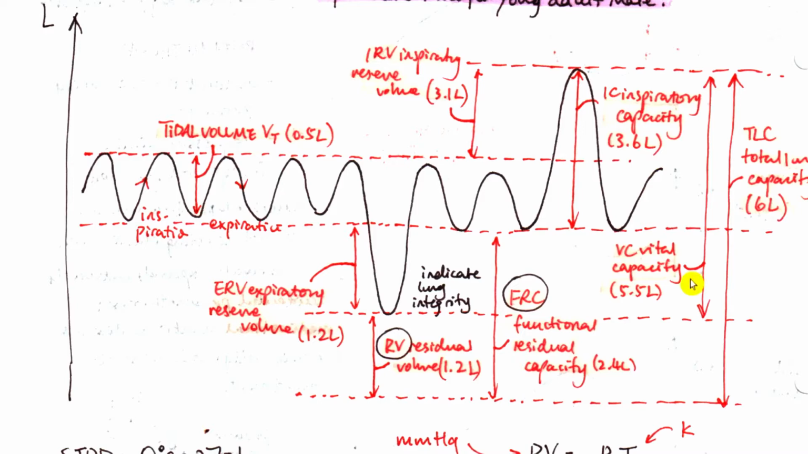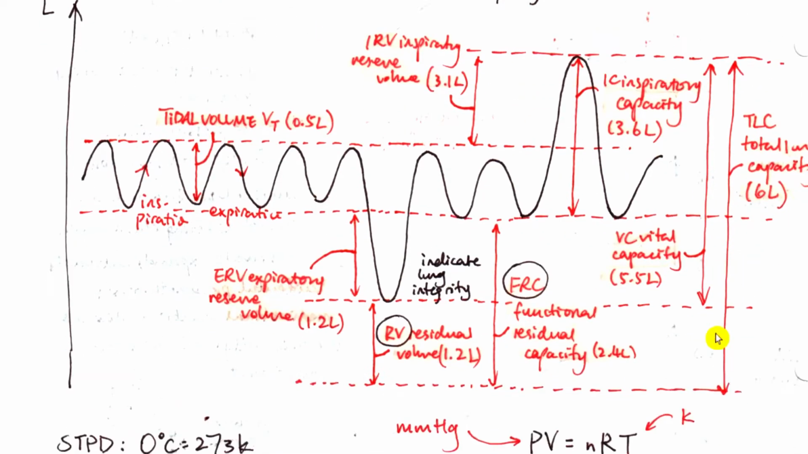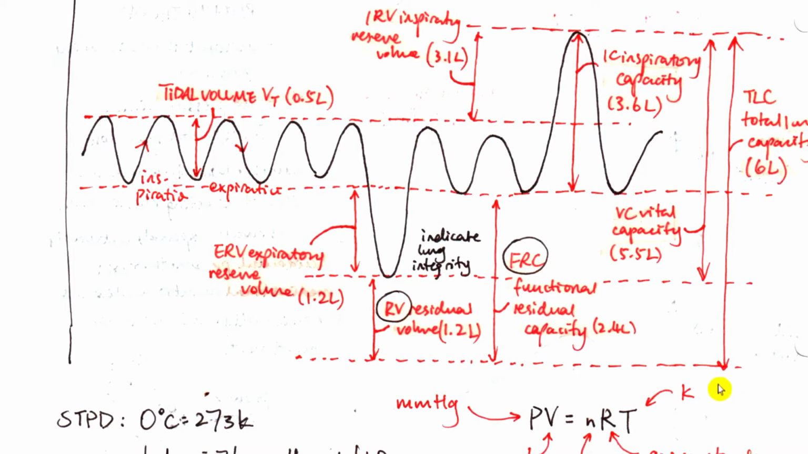Now the vital capacity is from the peak to the trough, and it's basically if you breathe in as deeply as possible and you expire as hard as possible, how much air would be expired in that one expiration, which is about 5.5 to 6 litres, depending on how fit the person is and how capable their lungs are. So that's the vital capacity, and the total lung capacity is about 6 litres for a young adult male, and this is just everything added together, so all the volume that the lungs can hold.